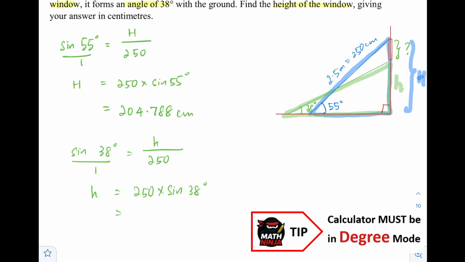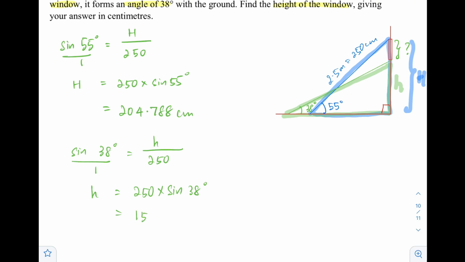Again, I can simply press the calculator. I must make sure that my calculator is always in degree mode. And I should get an answer that is less than 250, and in fact, it should be even less than 204. So it's 153.915 cm.